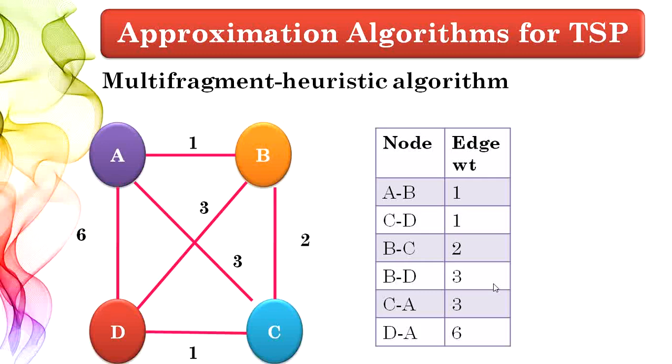I will explain the step-by-step procedure with an example. Take the same problem for the multi-fragment heuristic algorithm also. So what is your first step? You need to sort the edges based on the weight. The first is A to B with edge weight 1, and the next least edge weight is C to D, weight 1, and the next least weight is B to C. The next least weight is B to D, then C to A, and the last weight is D to A. Based on this sorted edge list we need to make a graph.